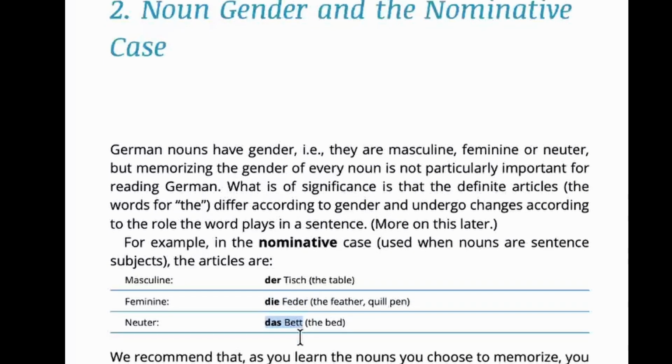So next time you look into a dictionary, when you're looking for the German translation of table, you'll not only see Tisch, but you'll also see the article, and you'll find out that Tisch is a masculine noun because it has der. You should always take note of the article because it will easily tell you the gender of that noun.